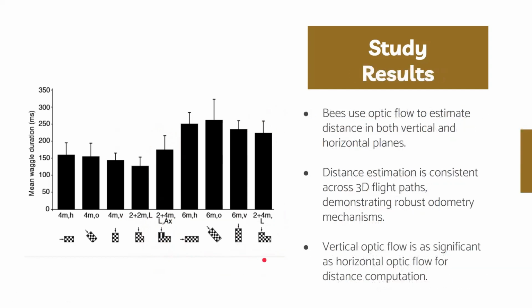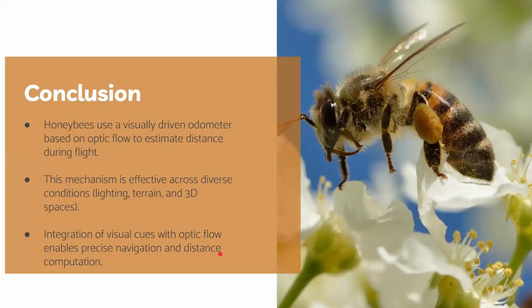Bees are going to use optic flow to estimate the distance. Distance estimation is consistent across 3D flight patterns, demonstrating robust odometry mechanisms, and vertical optic flow is as significant as horizontal optic flow for distance computation. So, conclusion: honeybees use a visual-driven odometer based on optic flow to estimate distance during flight. This mechanism is effective across diverse conditions, lighting, terrain, and 3D spaces. Integration of visual cues with optic flow enables precise navigation and distance computation.